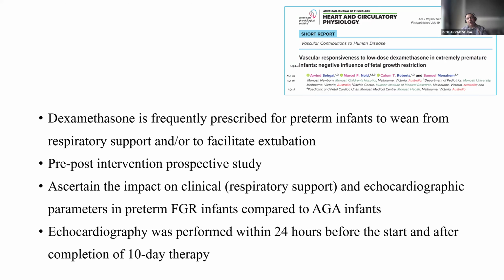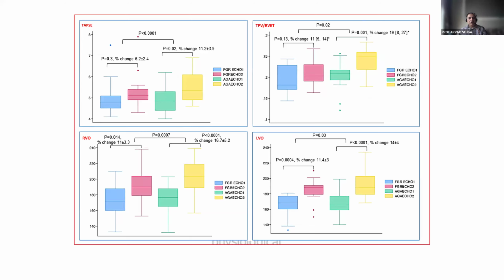wanted to see whether they respond to this intervention similar to what AGA infants do and what happens to their heart. So performing an echocardiogram 24 hours before the start of the 10-day therapy and then within 24-48 hours after completion of therapy. So this panel looks at really the right-sided parameters in the main. Top left is the tricuspid annular plane systolic excursion, then bottom left is RV output, then top right is the surrogate of pulmonary vascular resistance, and then our bottom right is the LV output.